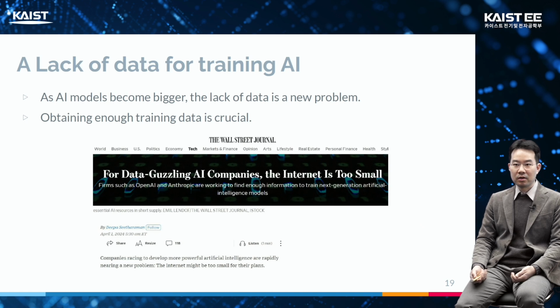So here, the problem we tackle is increasing the amount of data we have for training AI. As AI models become bigger, the lack of data is becoming a more and more serious problem. And so you can see a lot of headlines like the following that talk about how the internet is too small for training nowadays. So obtaining enough training data is crucial.